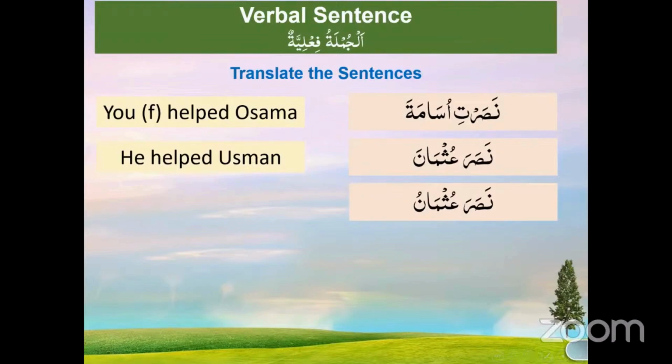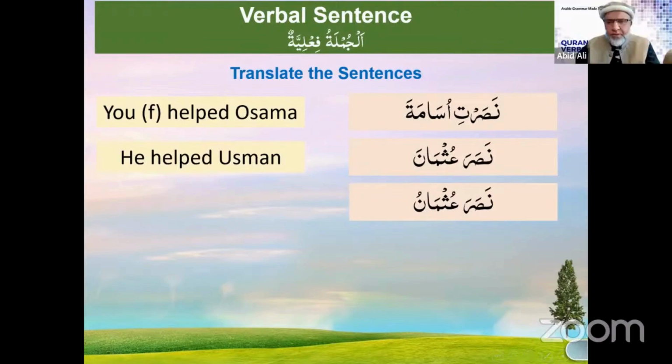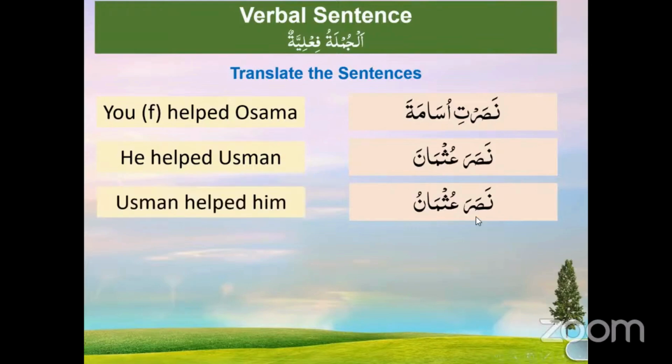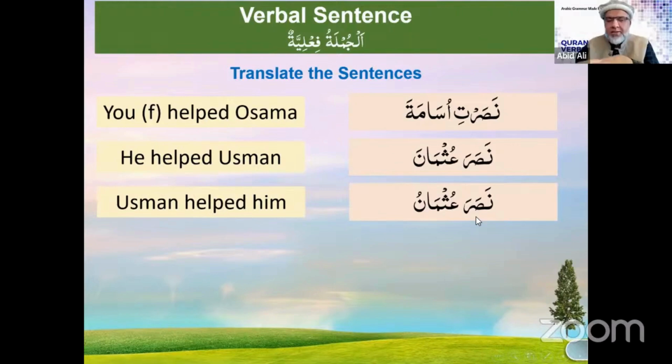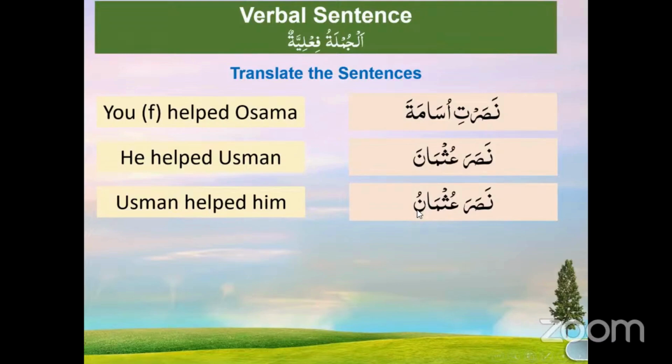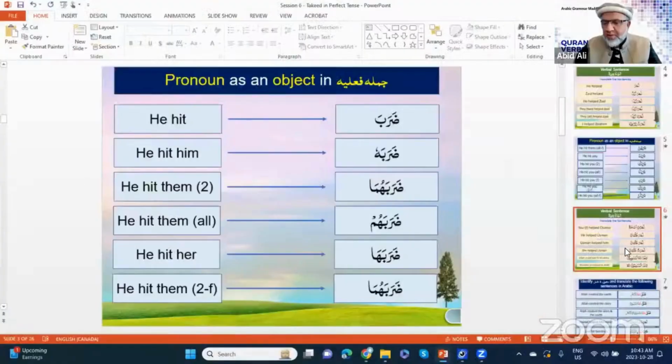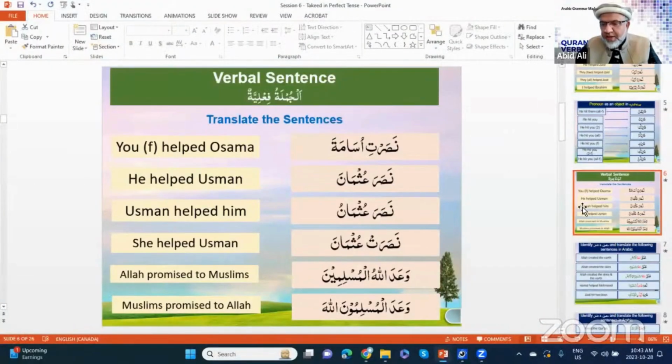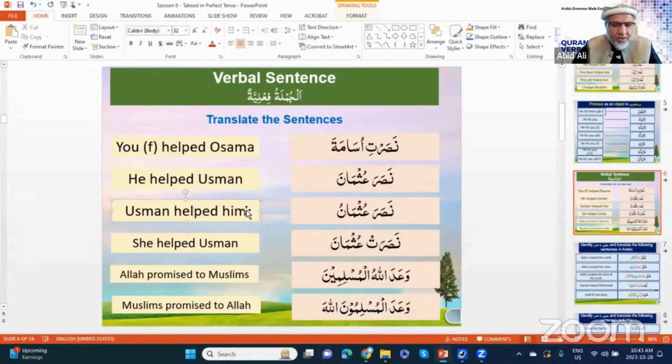Usman helped. Again, you guys are getting confused by this, and also this is a typo. It is "Usman helped," not "Usman helped him." Because look, Usman... That's what I said. So this is going to confuse people again and again, right? So Usman helped. Okay.